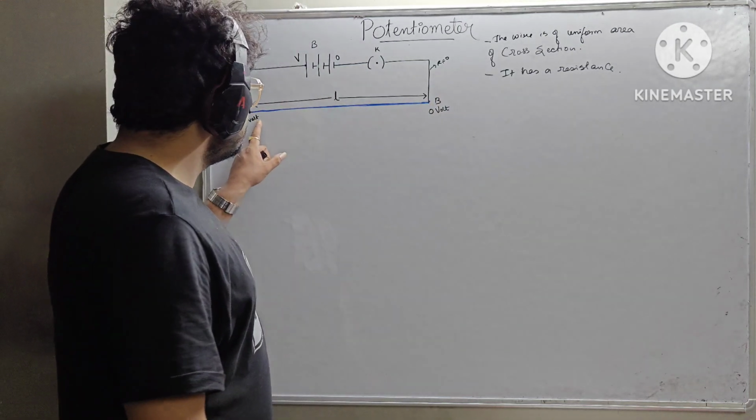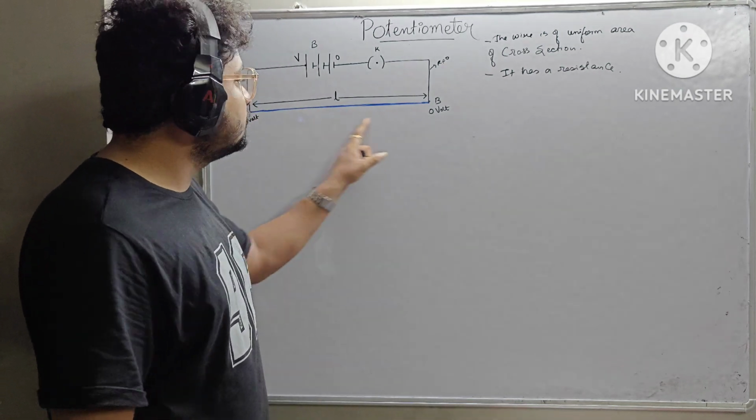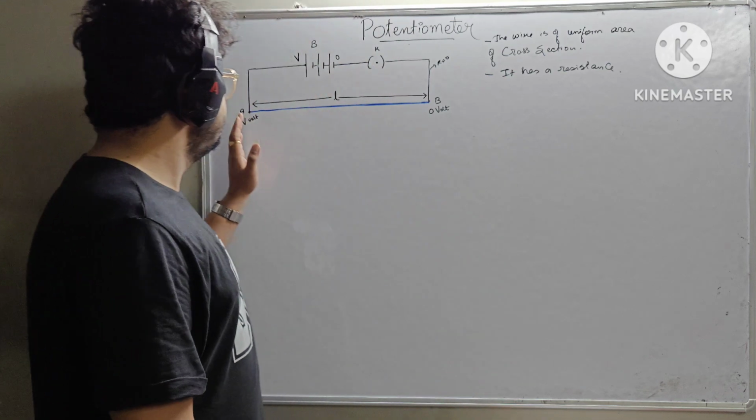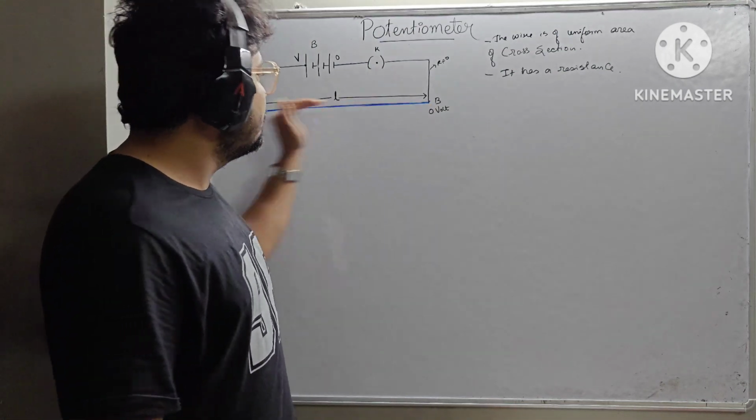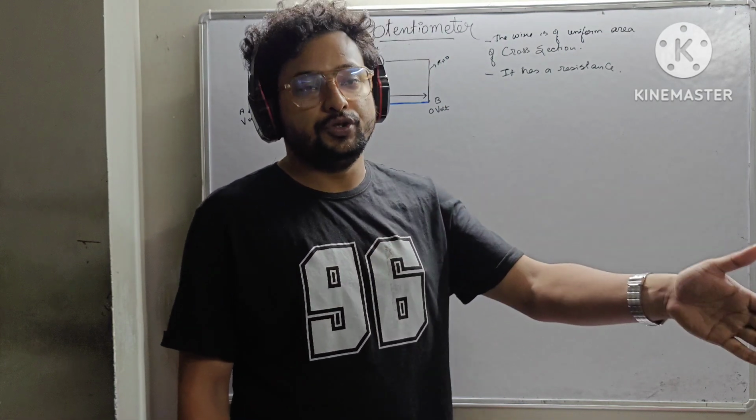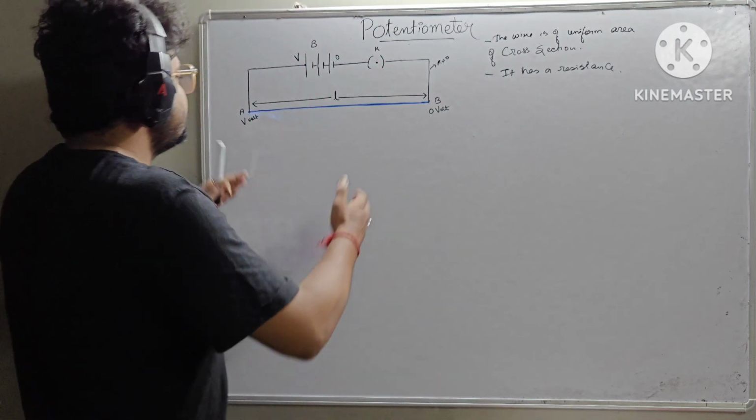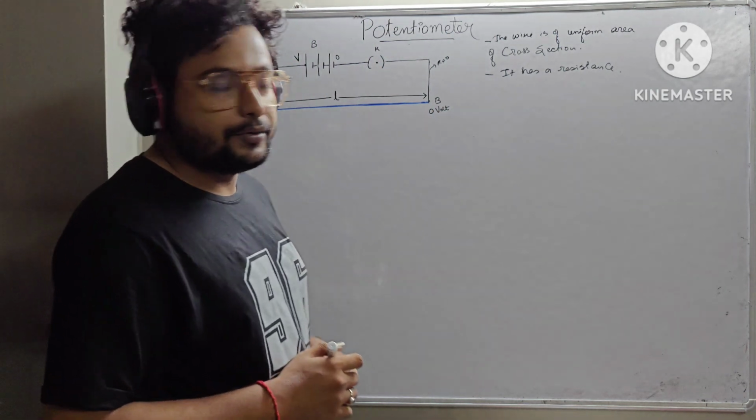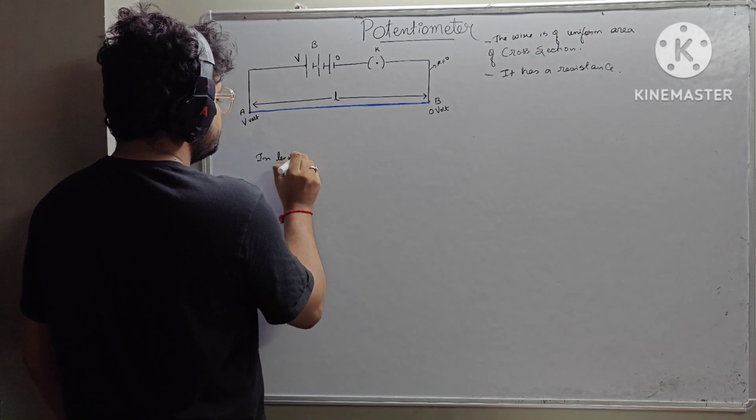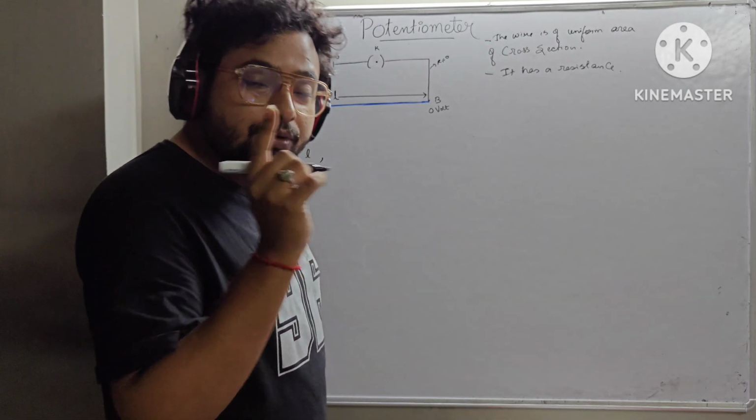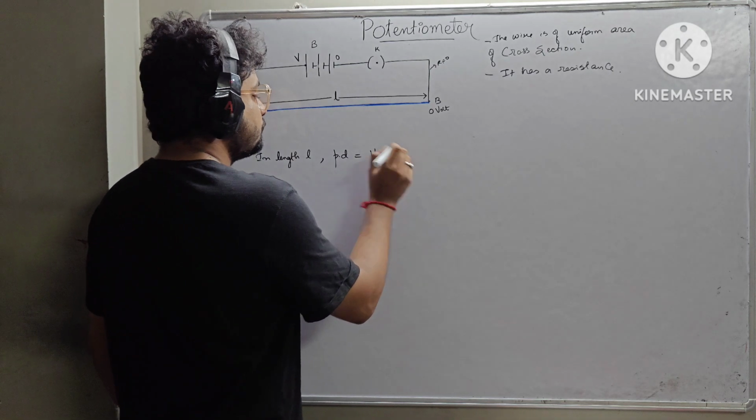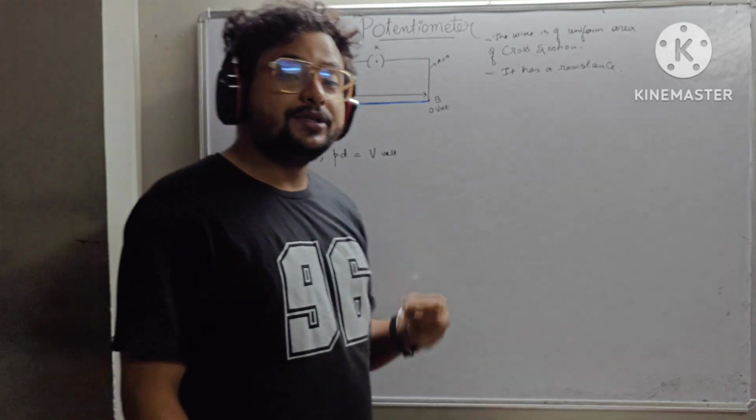Now see, as you go along this wire, there is a drop in potential from V volt to 0 volt. Suppose this is 50 volt, this is 0 volt. So as you go along this wire, the potential drops continuously from V volt to 0 volt. I have considered that the length of this wire is L. So in length L, the potential drop is V volt.